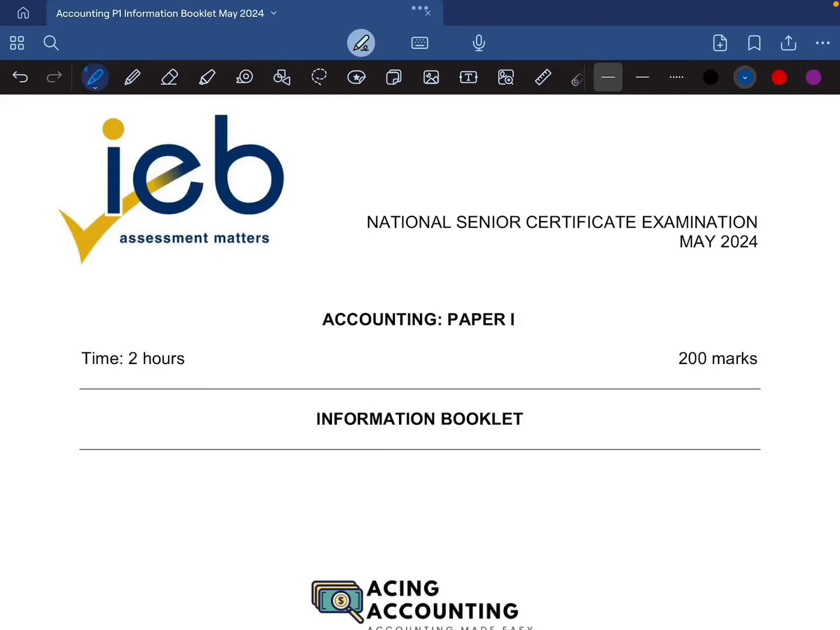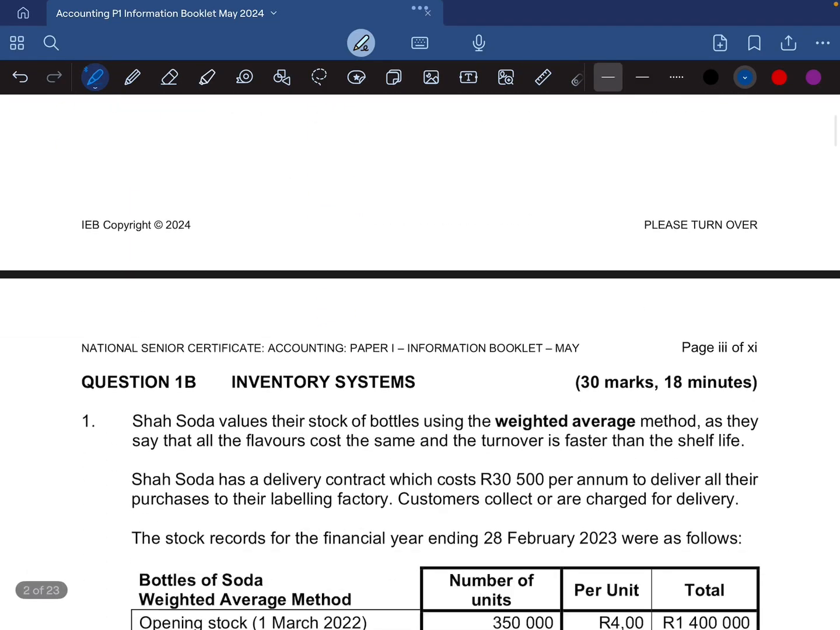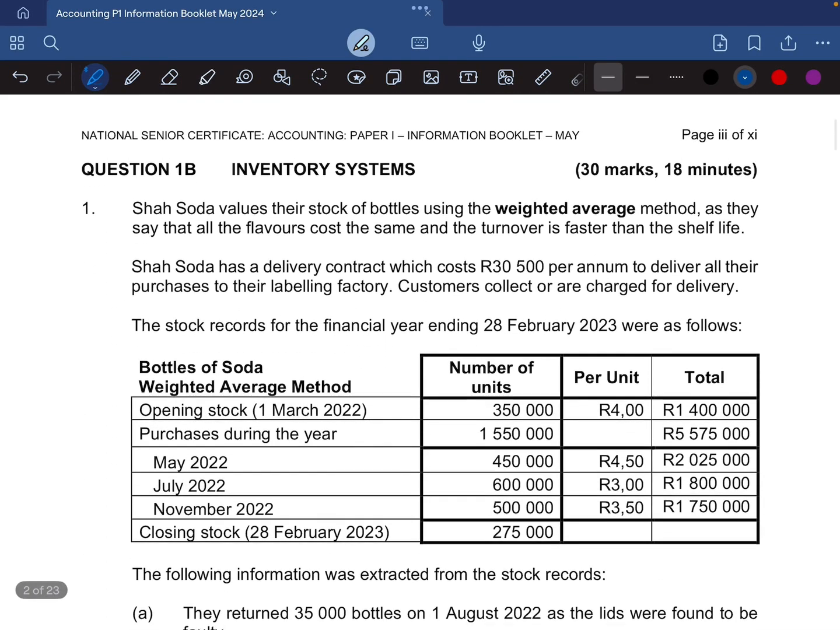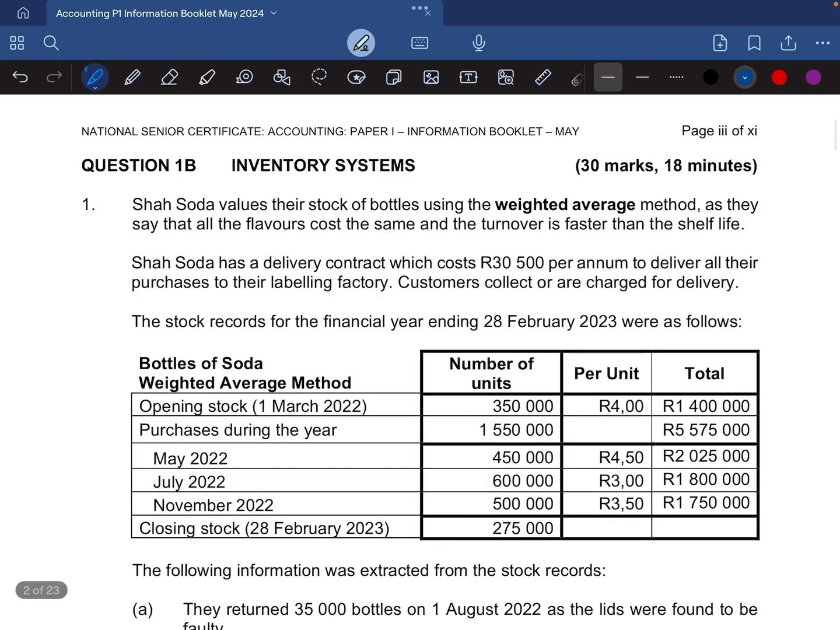Hello, grade 12. Today we are looking at the IEB Accounting Paper 1 for grade 12 written in May 2024. So we are going to look at question 1B of this paper, which is inventory systems, and was allocated 18 minutes for 30 marks.